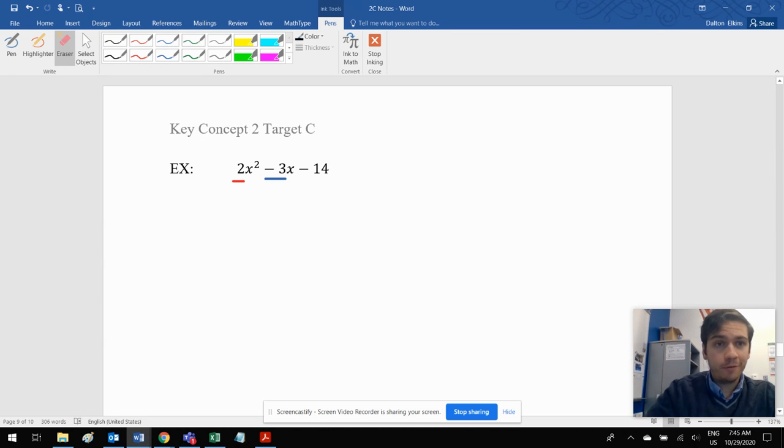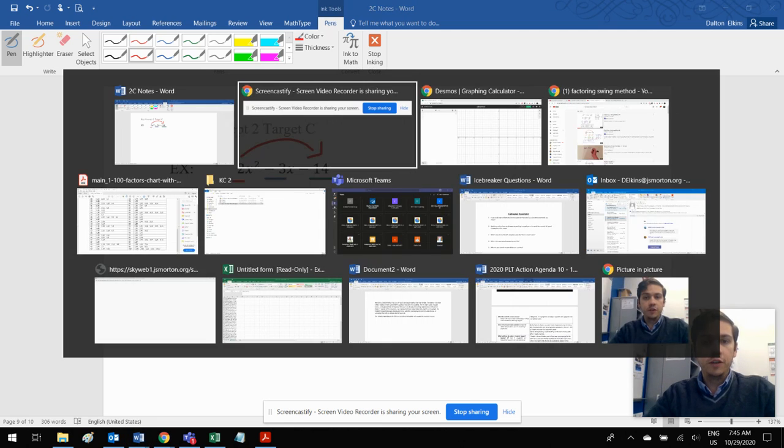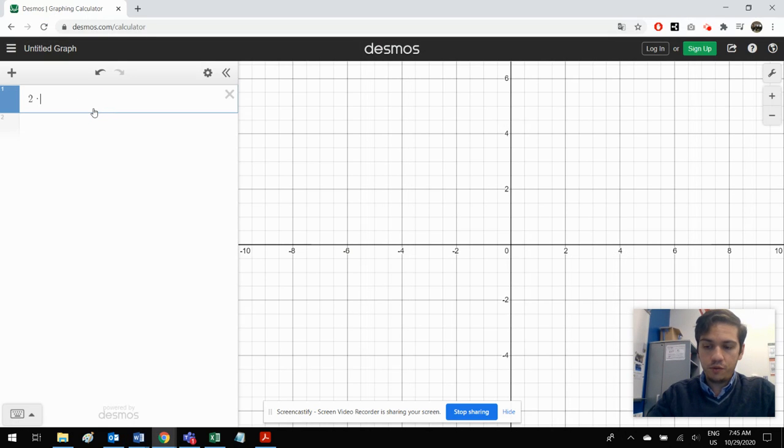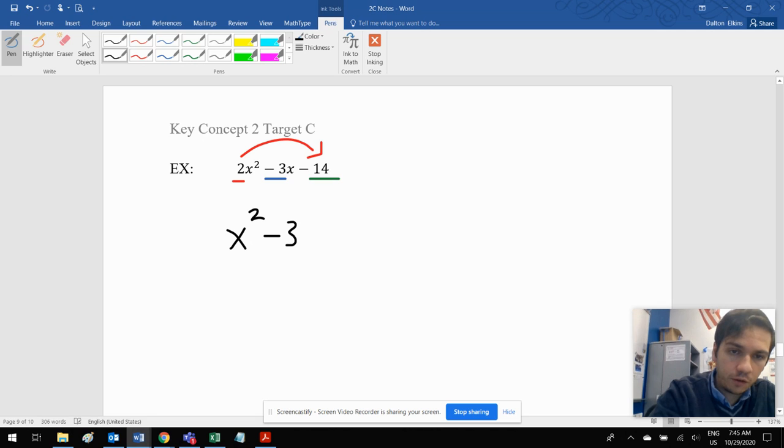So we can't use the math. We can't use GCF. A lot of names in this unit. So we're going to swing. We're going to swing the 2 to the negative 14. So I'm going to go to Desmos. I'm going to do 2 times negative 14, which gives me negative 28. Okay, so let's rewrite this now as x squared minus 3x and then minus 28.